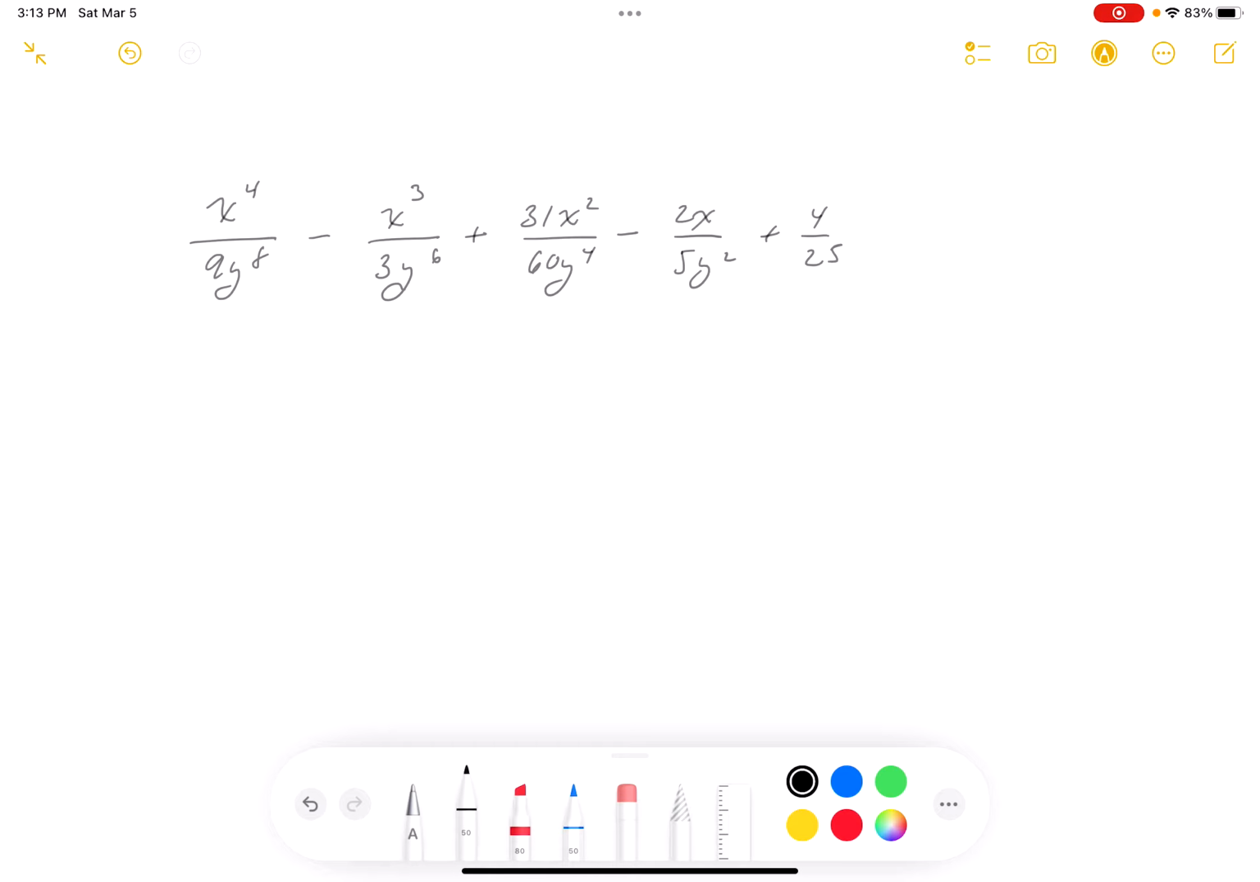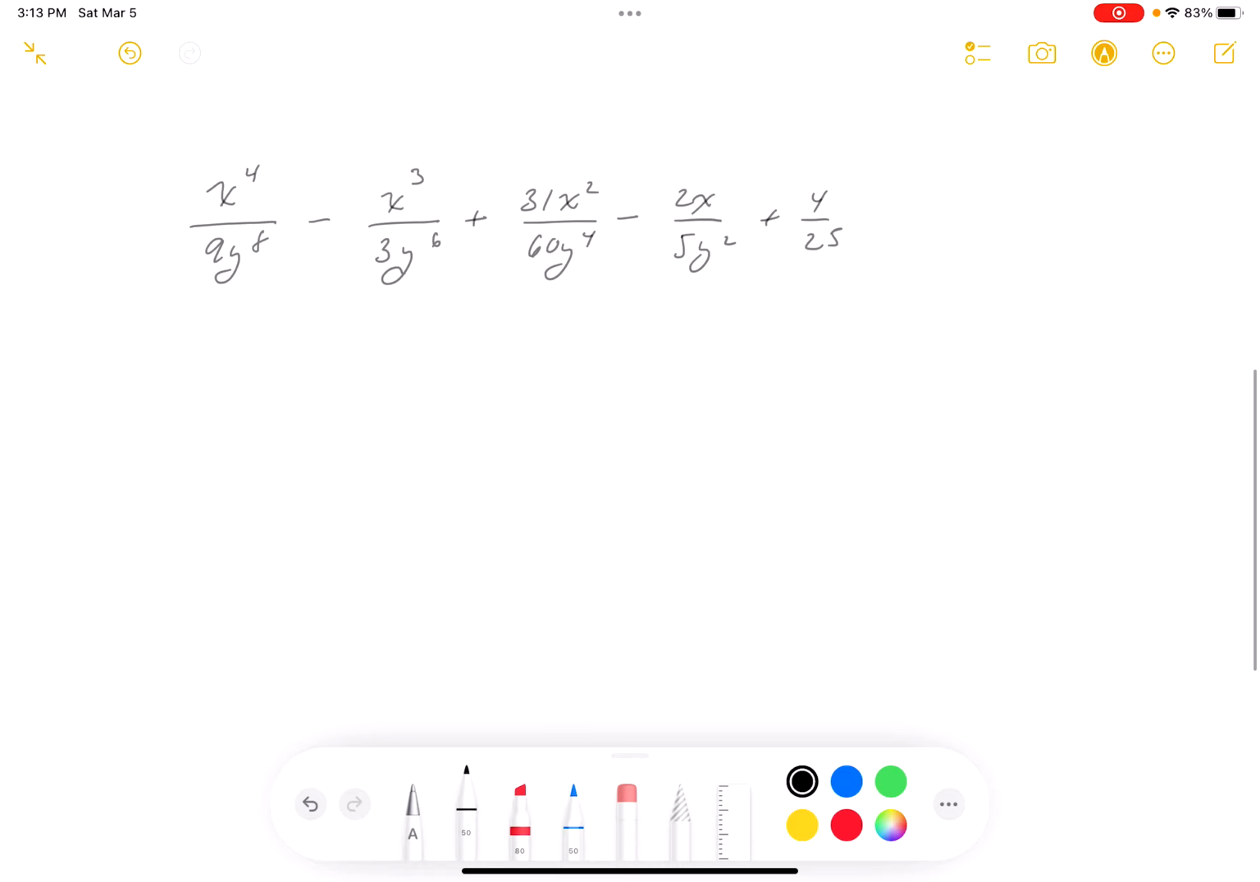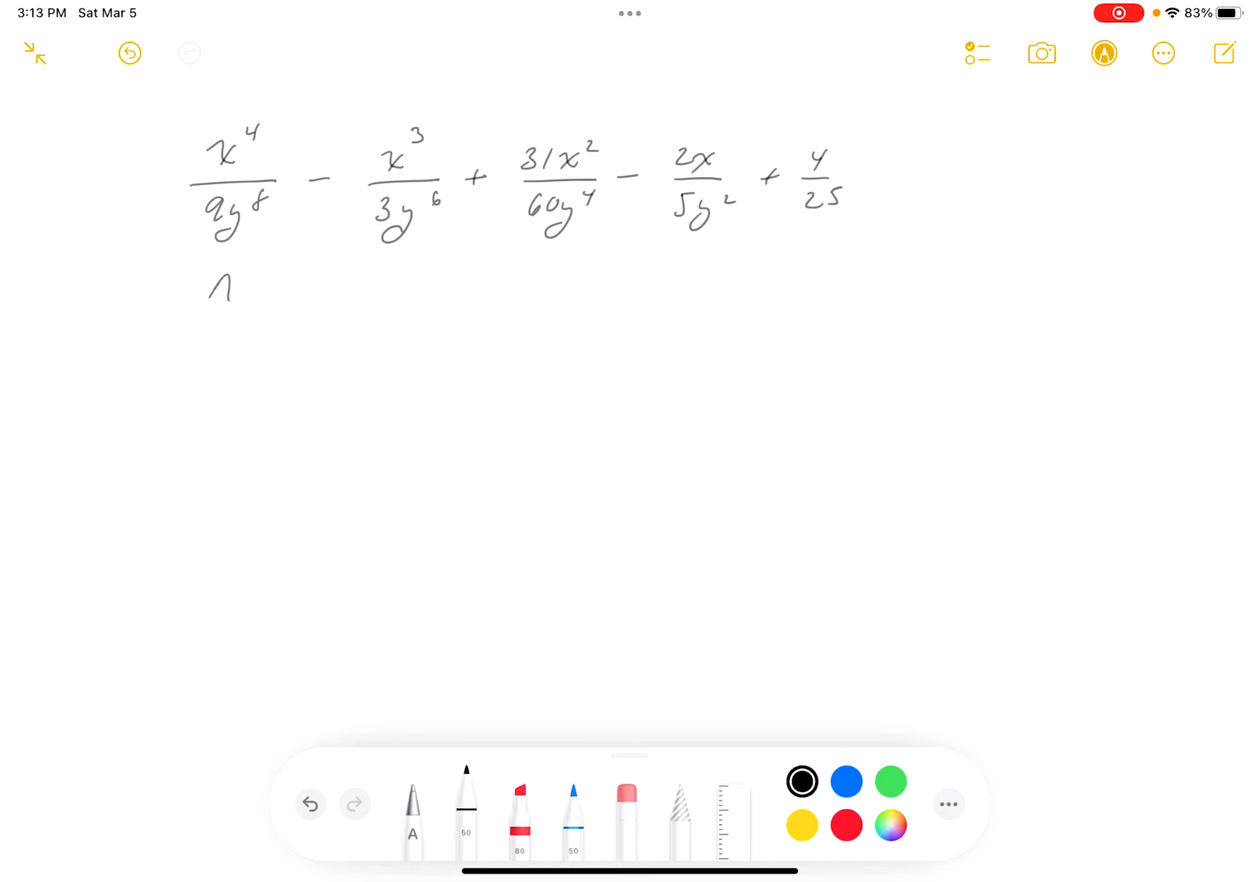Now before I go forward, I want to make sure I copied it correctly first, so I have to be very careful looking. So x^4 over 9y^8 minus x cubed over 3y^6, 31x squared over 60y^4, minus 2x over 5y squared, plus 4 over 25. And I'm making an assumption here that this is (a plus b plus c) quantity squared, and that would equal a squared plus b squared plus c squared plus 2ab, 2ac, 2bc.